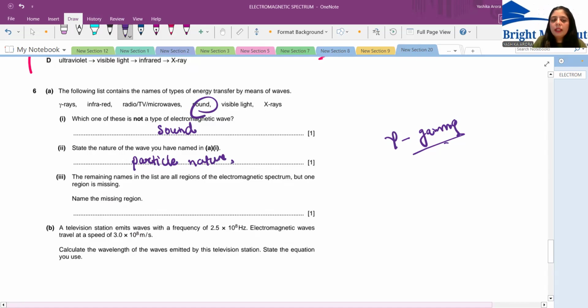Okay, the remaining names in the list are all regions of the EM spectra, but one of them is missing. Name that missing region. Think. Which is missing? 5, 4, 3, 2, 1. UV is missing. Okay, fine.